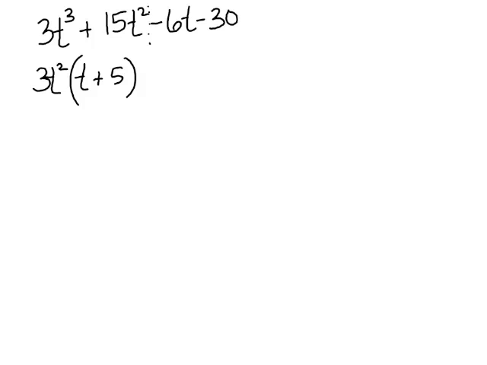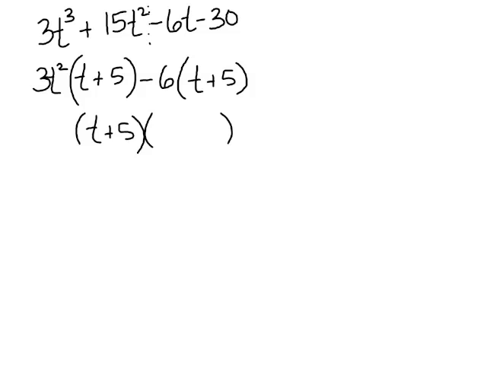6. If I pull out a 6, do I want to pull out a negative or a positive? I want to end up with t plus 5 inside my brackets. You need a negative 6. Okay. I want to pull out negative 6. Do I have terms that are the same? T plus 5. And then what's left over? 3t squared minus 6.